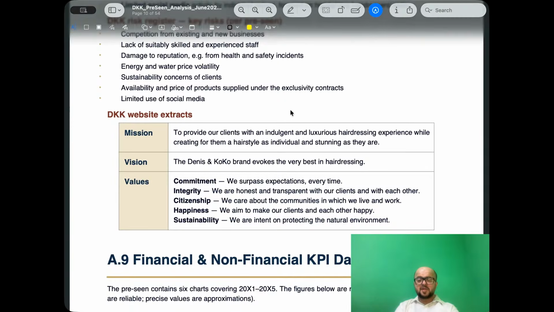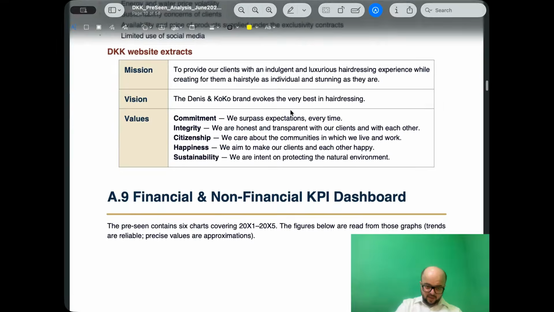Okay, that sounds like, you know, some Hindi serial's tagline, but anyway. And then sustainability, we are intent on protecting the natural environment.